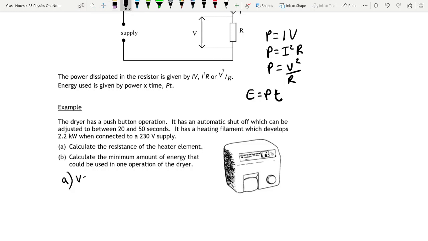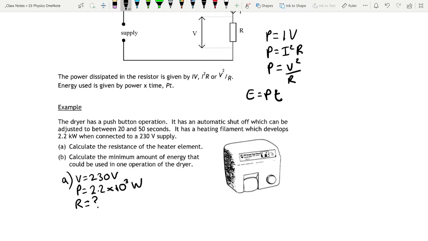So we've got the voltage, it's 230 volts. Sometimes it might just say mains supply, by the way. It won't actually tell you the voltage, but if it says mains supply, you know that the voltage is 230. Power is 2.2 kilowatts, so 2.2 times 10 to the 3 watts. And we want to know the resistance.